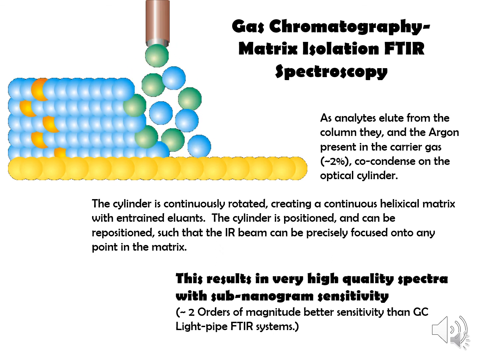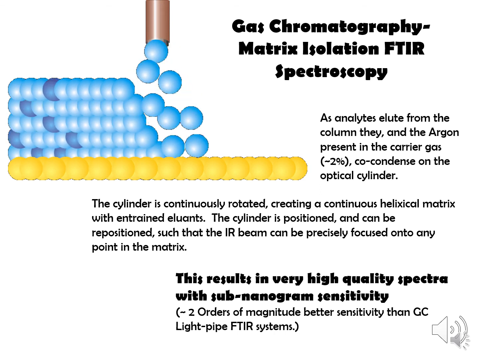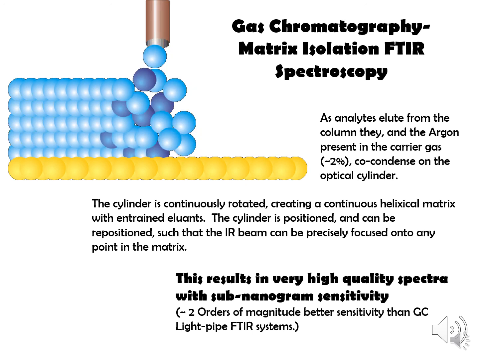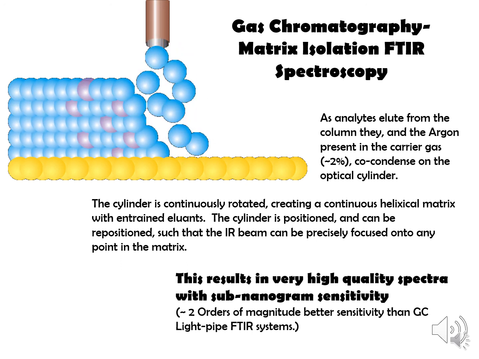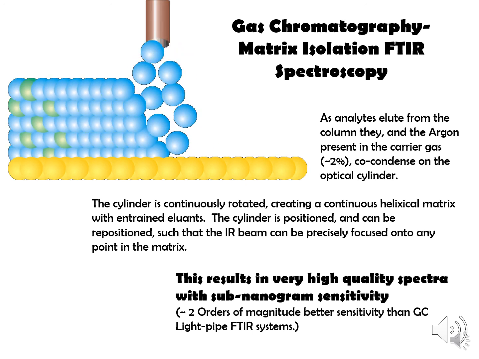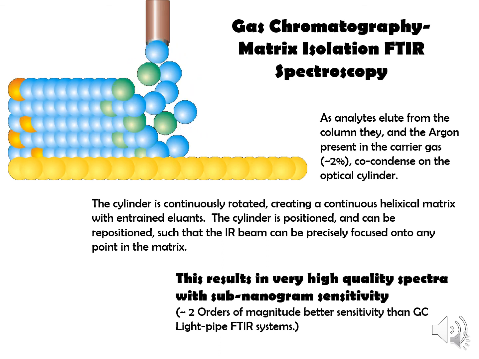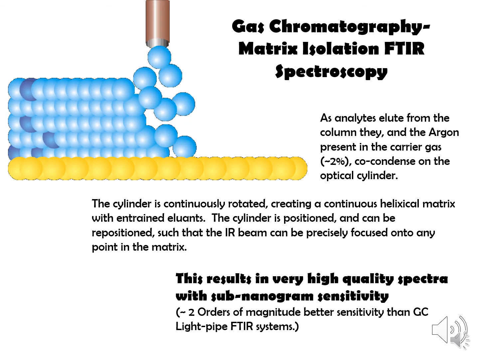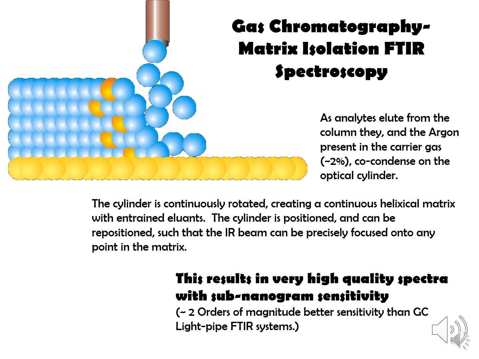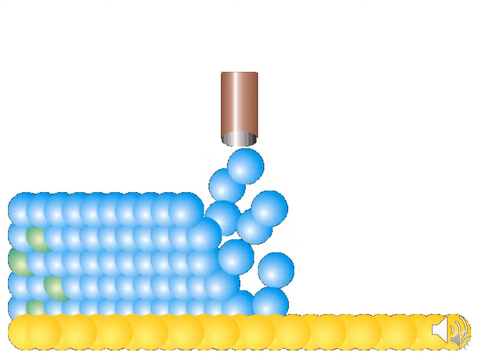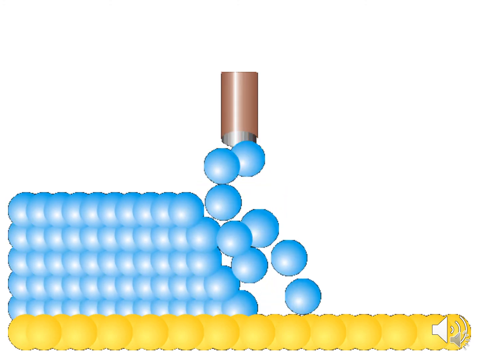The cylinder is continuously rotated, creating a continuous elliptical matrix with trapped analytes. The cylinder is positioned and can be repositioned such that the infrared beam can be precisely focused onto any point in the matrix. The result is very high quality spectra with sub-nanogram sensitivity. There's a schematic of the cartoon a little bit closer up for you to see.